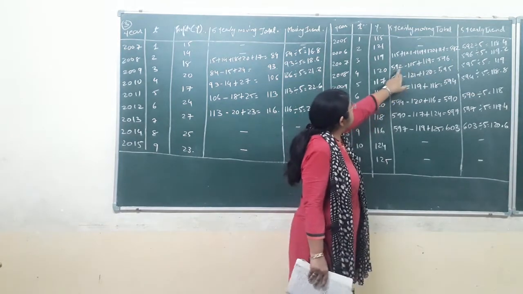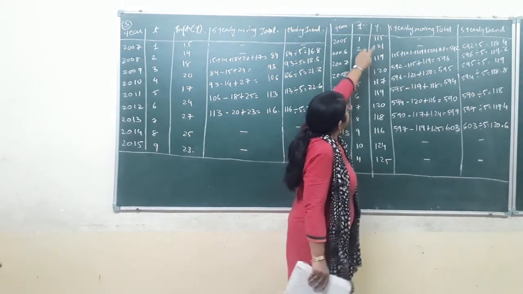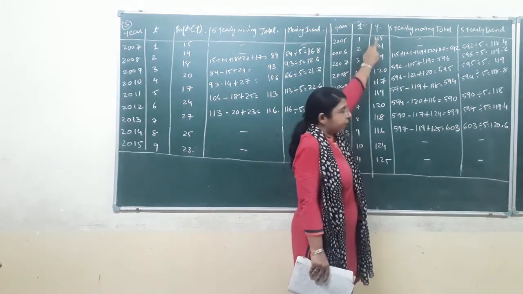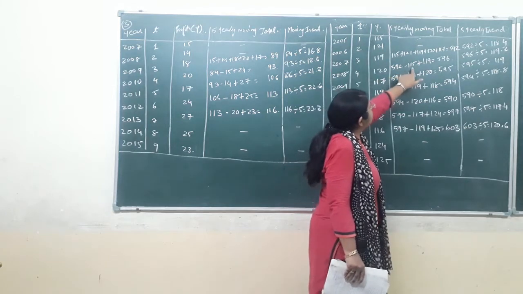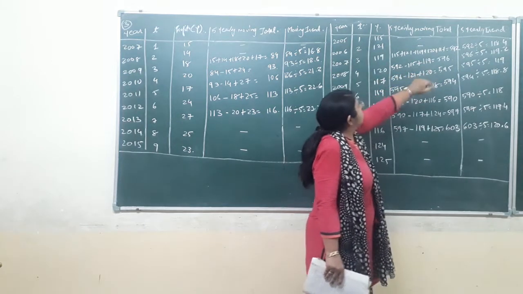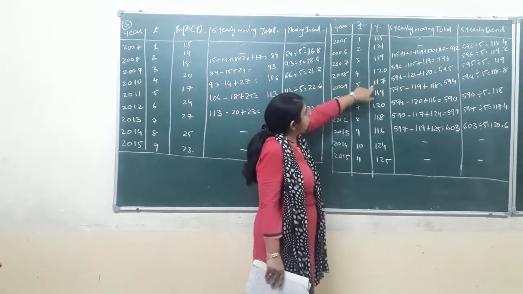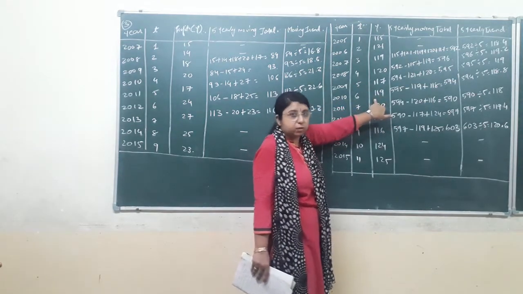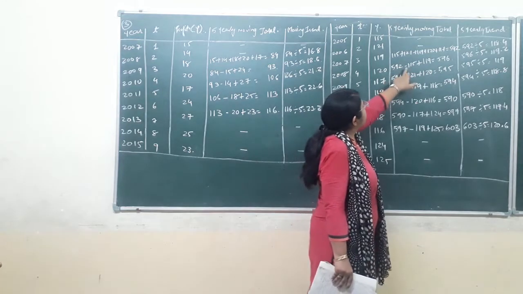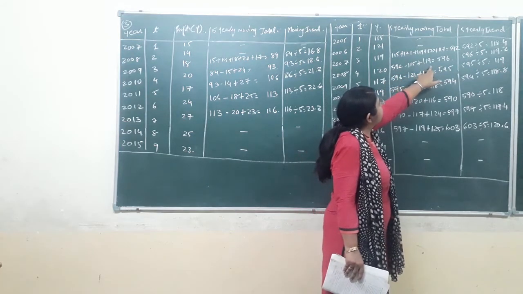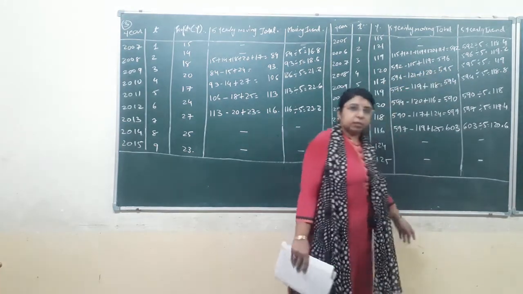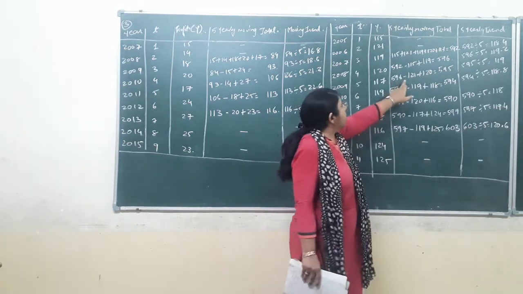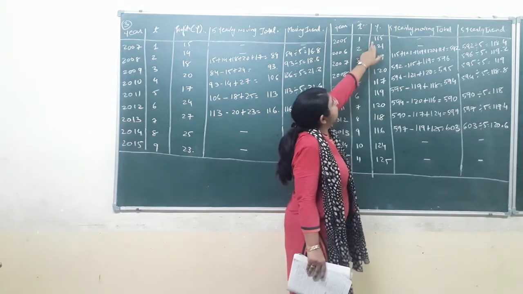So 592 minus the previous one. First I will subtract the first value of y, that is y1. So 592 minus 115 plus the next value after y5, that is y6, which is 119. So 592 minus 115 plus 119 is equal to 596.